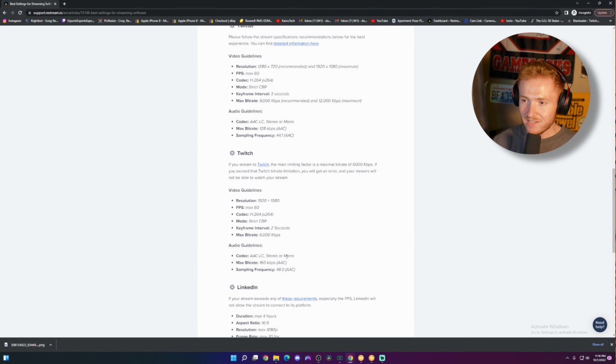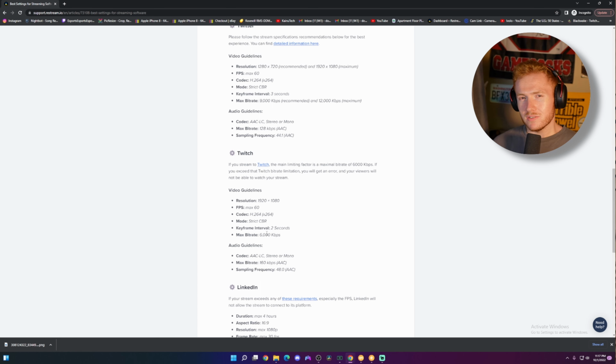All right, next up is Twitch. Twitch is actually on the lower end of settings. I think it's because they have so many people on the platform, so they can't actually bump the settings up, or it may be something with cost, I don't know. But the maximum resolution is 1920 by 1080. The maximum FPS is 60, and the max bit rate is 6,000. I personally have bumped it all the way up to 10,000 just to up my quality a little bit more.